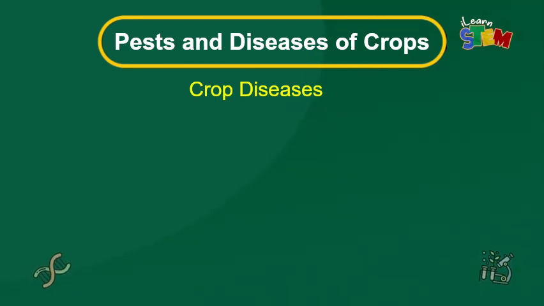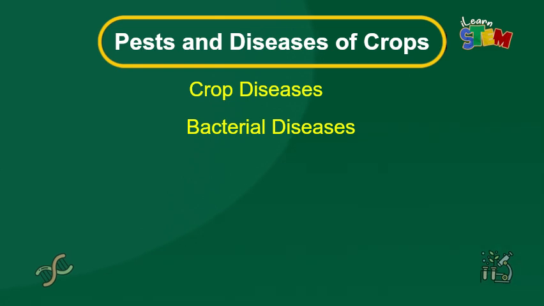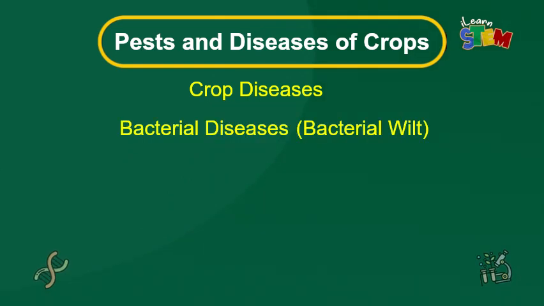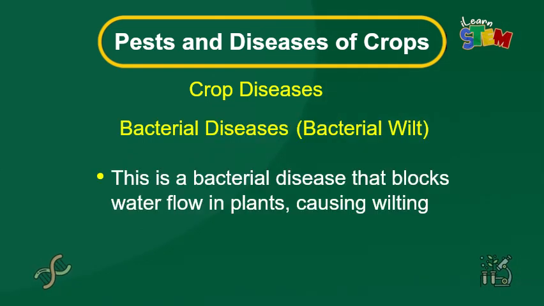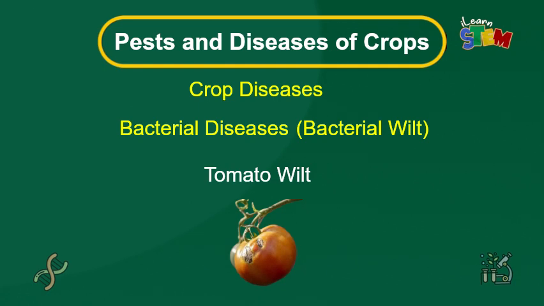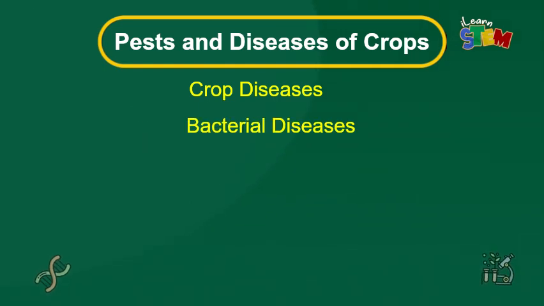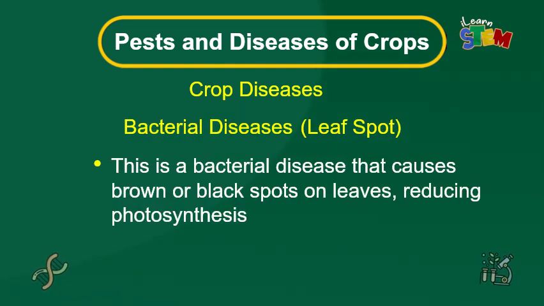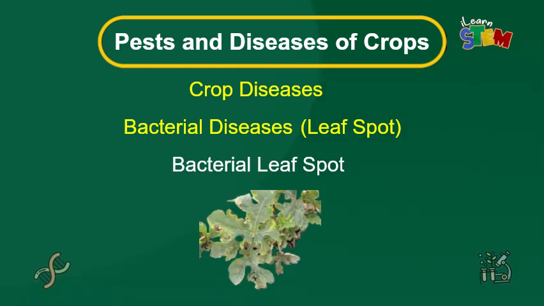Now, let's discuss bacterial diseases. One of the diseases is called bacterial wilt. This is a bacterial disease that blocks water flow in plants, causing wilting. An example is tomato wilt. Another bacterial disease is leaf spot. This is a bacterial disease that causes brown or black spots on leaves, reducing photosynthesis. An example is bacterial leaf spot.